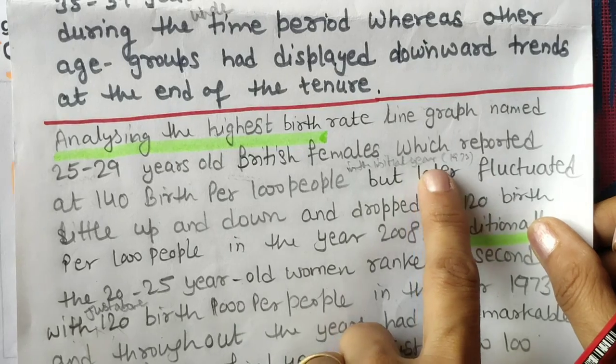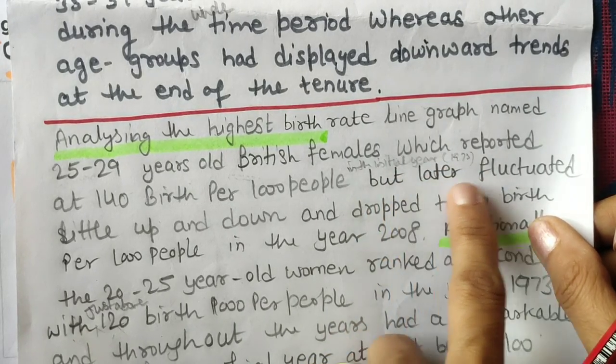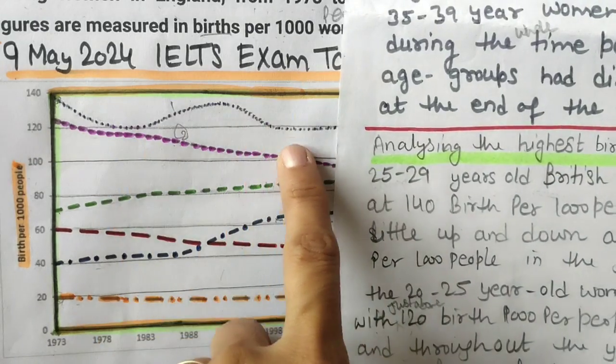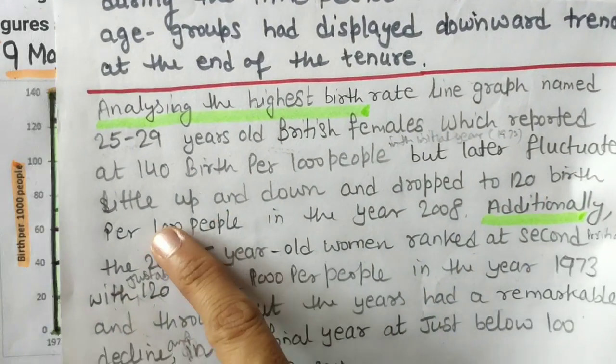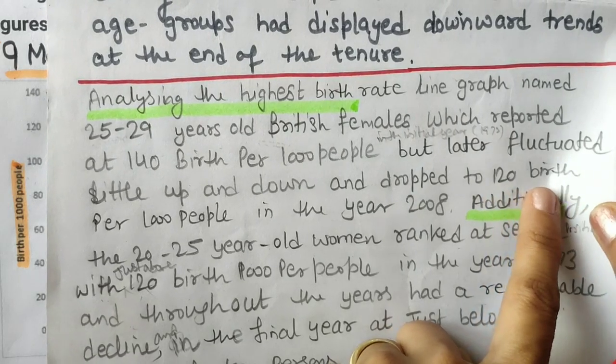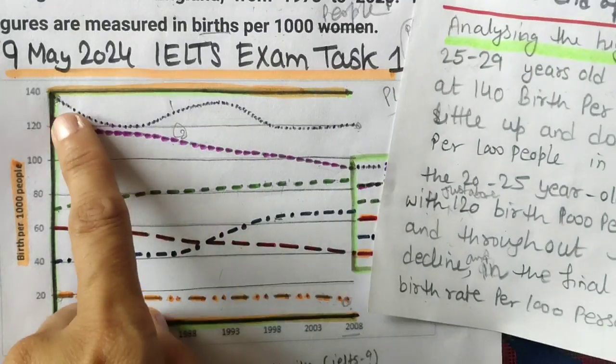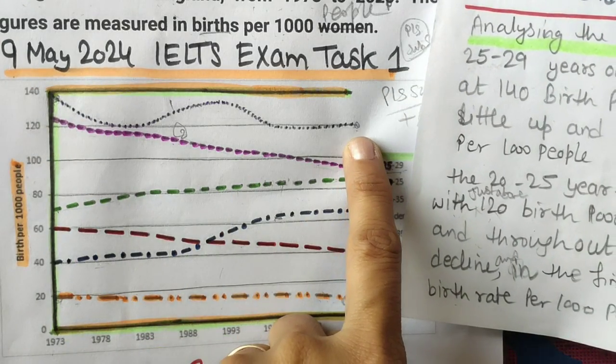I forgot to write this when I was writing this essay, but later fluctuated. Now fluctuation is there. Okay, later fluctuated a little up and down and dropped to 120 births per 1000 people in the year 2008. See this, from where it had started and where it had reached, 120.